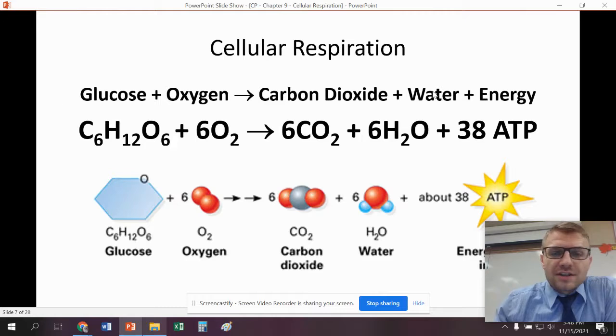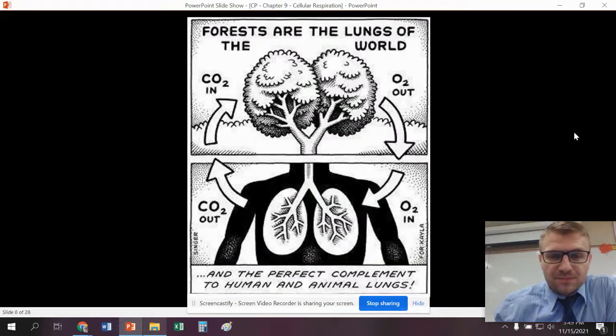All right, this is the chemical equation of cellular respiration, and if you notice, this is just the opposite reaction of photosynthesis. So again, in photosynthesis, we took in carbon dioxide, water, and energy, and we produced glucose and oxygen. In cellular respiration, we're taking in glucose and oxygen, and we're producing carbon dioxide, water, and energy. Except in this form, ATP is our energy source.